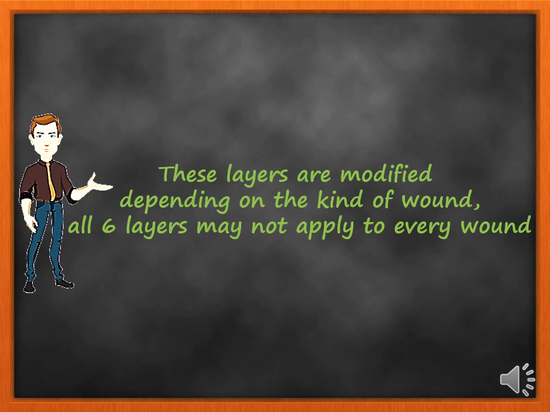So as a way to recap, the layers of wound dressing include N for the non-adherent layer, A for the antibiotic layer, C for the capillary layer, A for the absorbent layer, R for the restrictive layer, and then S for the strap layer.